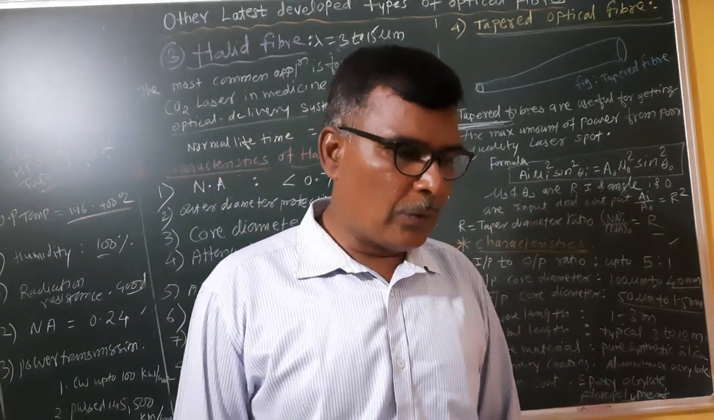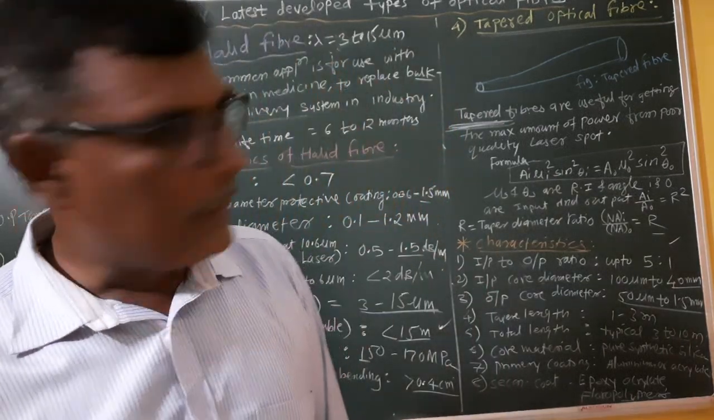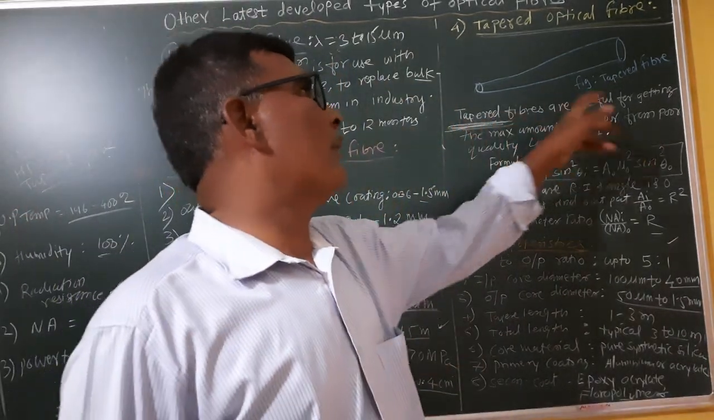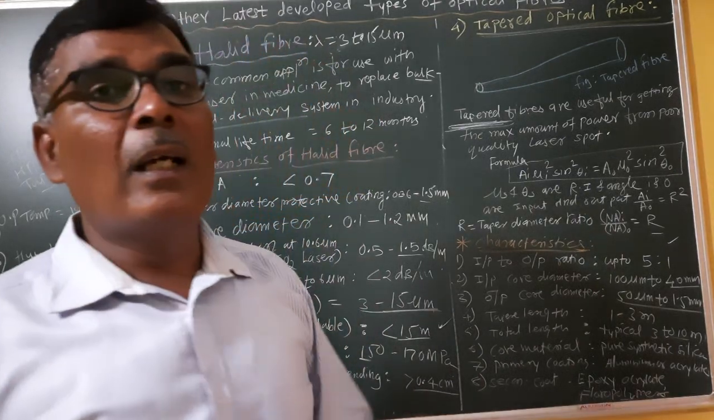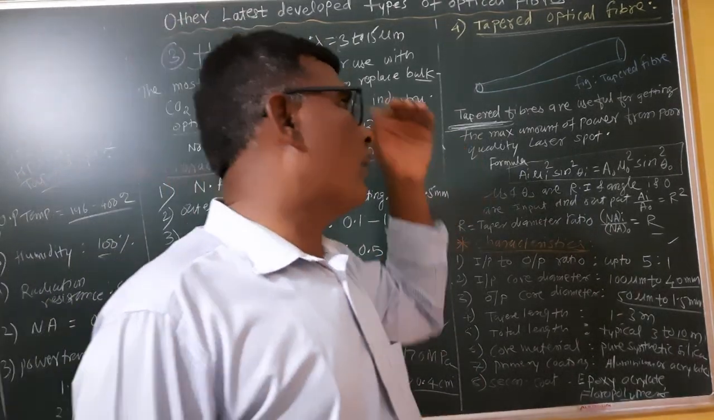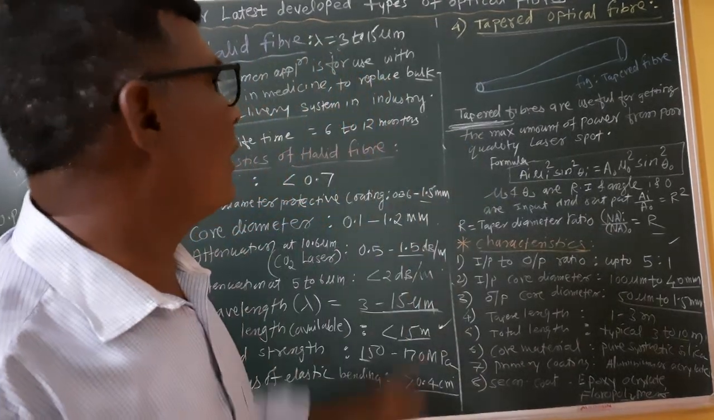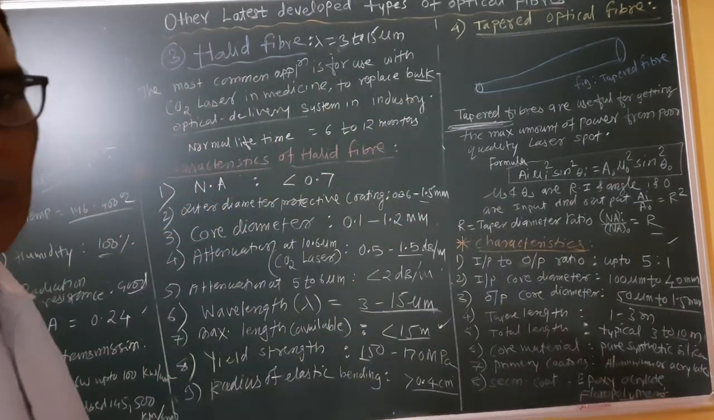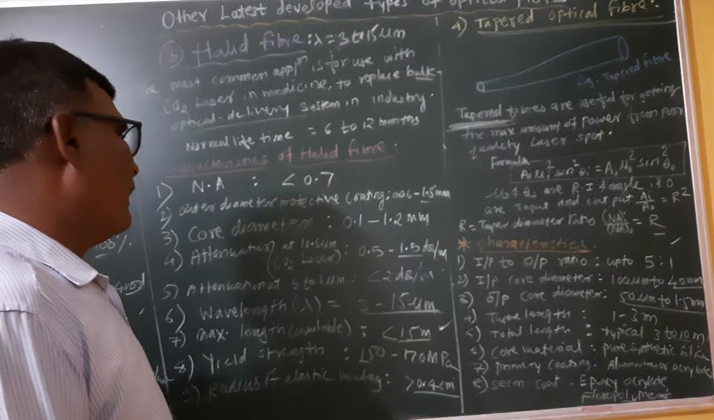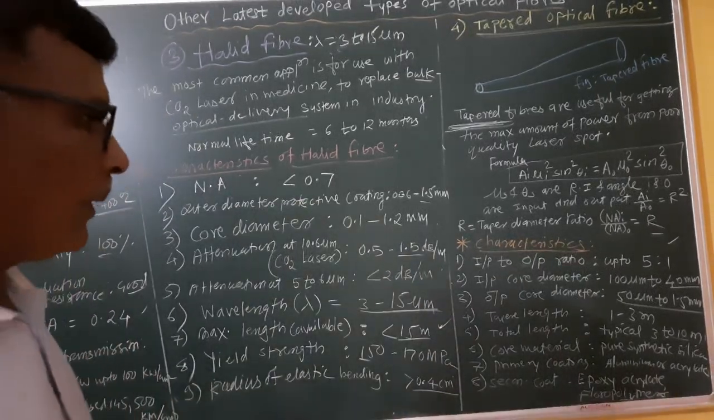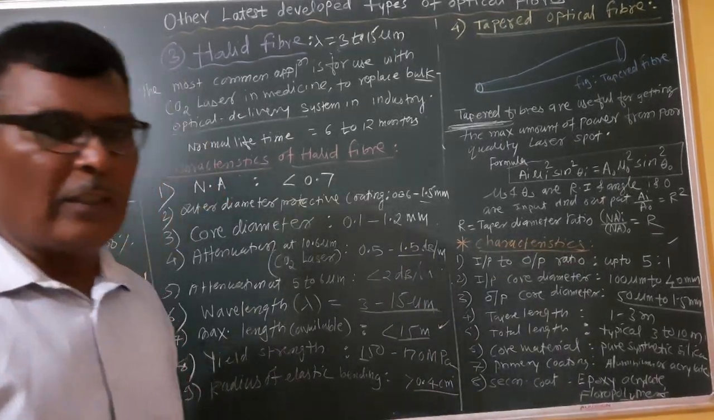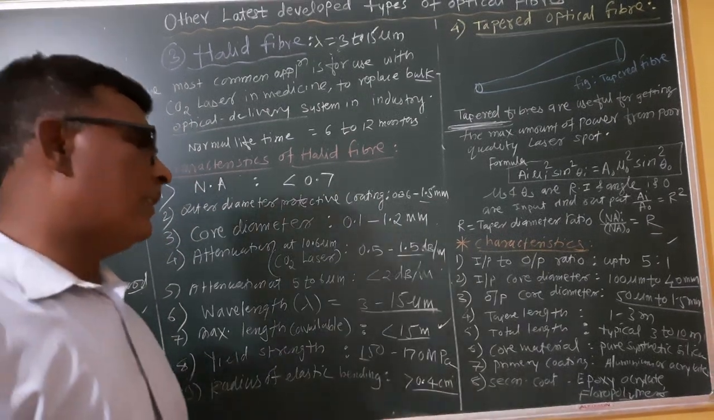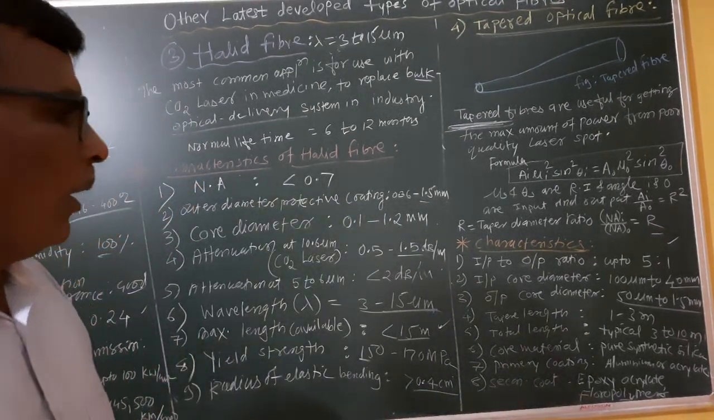Many times multiple choice questions are asked on these topics, such as: which dash type of fiber is useful for getting maximum amount of power from a poor quality laser spot? Tapered is the answer. And what is the length of the tapered fiber? 1 to 3 meter. Total length is 3 to 10 meter. Then core material is pure synthetic silica. Primary coating is aluminum or acrylate. Secondary is epoxy, acrylate or fluoropolymers.